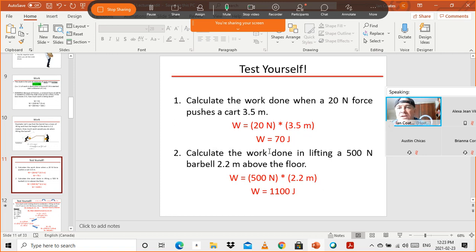Again, another question, the same thing. I give you newtons, I give you meters. There you go. Work is equal to that. Calculate the work done in lifting a 500 Newton barbell 2.2 meters above the floor. There you go. Plug and play.